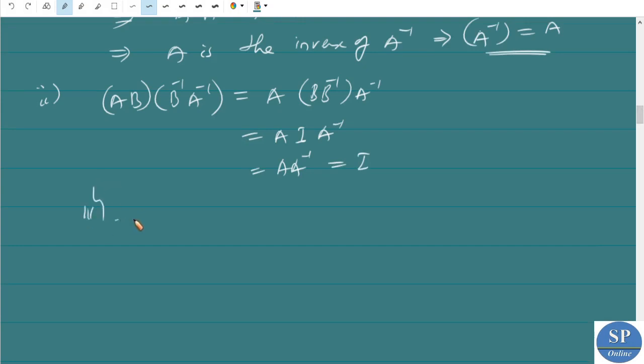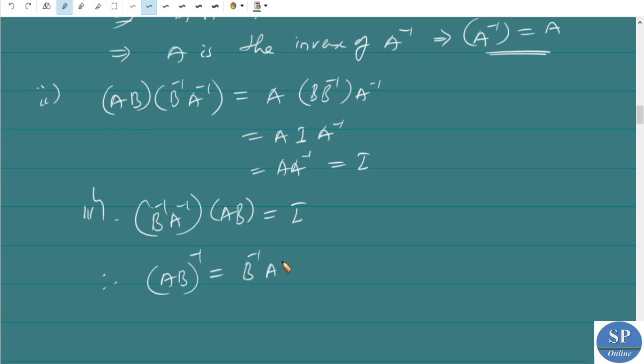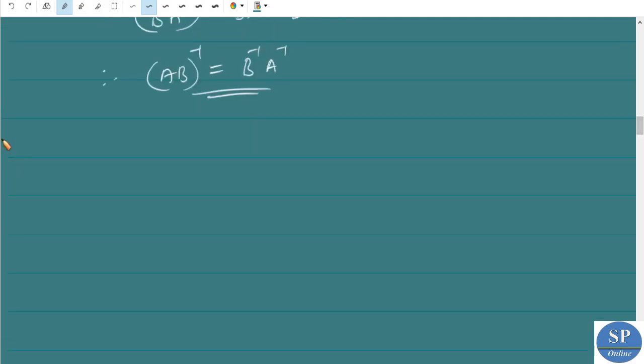Similarly, we can prove that B inverse A inverse into AB is equal to I. Therefore, we can say that the inverse of AB is B inverse A inverse. So now, third, you just do that. Next property is how to find the inverse of a matrix.